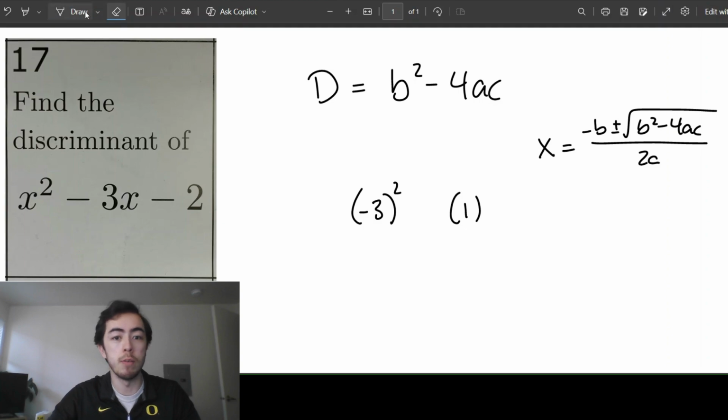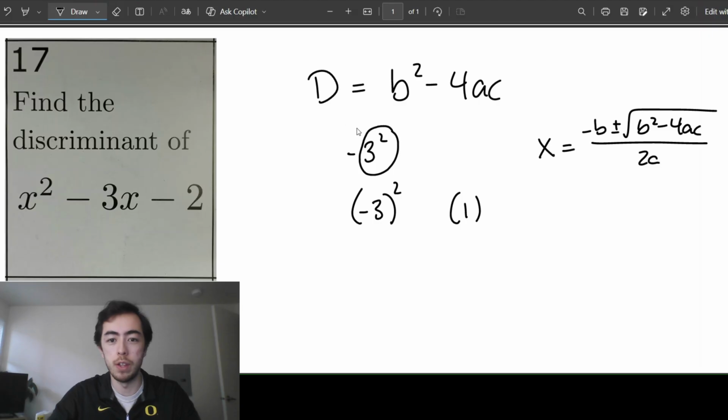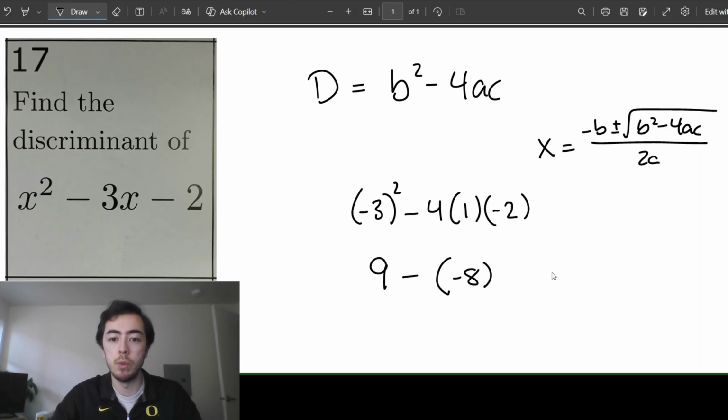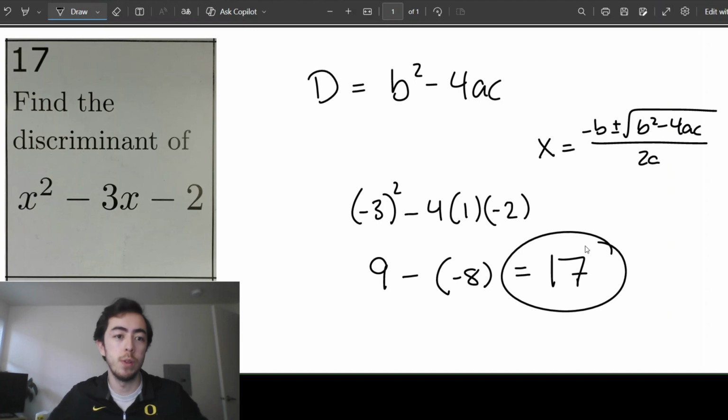Those parentheses are important, because if I just wrote -3 squared, that would suggest that we square the 3 first, then make it negative, and that's not what I'm doing. I want to take -3 and then multiply it by -3. And then finally, our c value is this last value at the end. It's -2, so I'll pop -2 right here. We get 9 minus, and then this is a -8, which is the same thing as 9 plus 8, which is 17. Cool. So that's today's date.